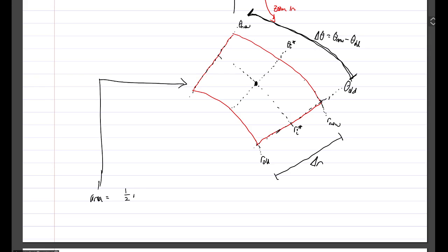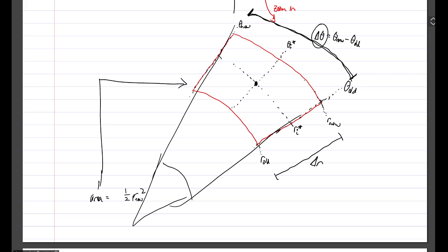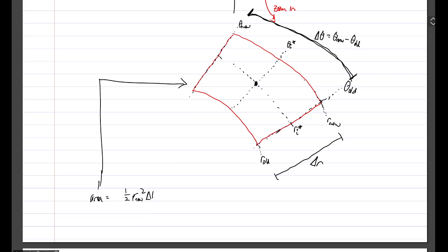1/2 times the new radius, so R new squared, but not the whole circle, right? We only have a certain sector of it, and that angle here is delta theta. So this should be times delta theta, because we don't have the whole circle. It's like a certain piece of pie. And then we should subtract off 1/2 R sub old squared delta theta. Now, here's what we can do: factor out a 1/2 and a delta theta, and what's left inside is R new squared minus R old squared.